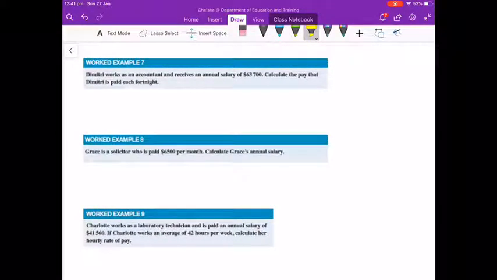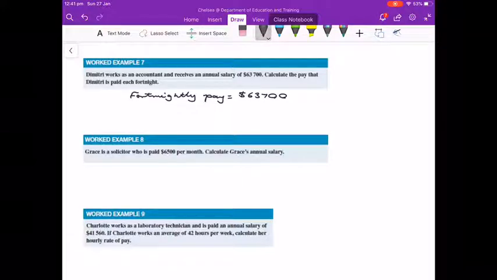Dimitri works as an accountant and receives an annual salary of $63,700. Calculate the pay that Dimitri is paid each fortnight. So Dimitri's fortnightly pay would be $63,700, which is his annual salary, and we would divide that by 26 because there are 26 fortnights in a year. That would give us an answer of $2,450.